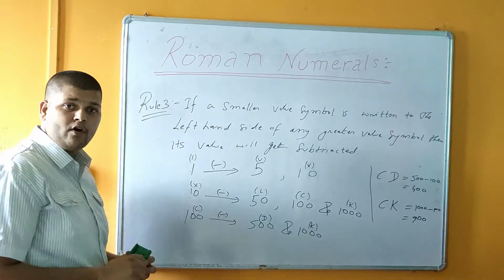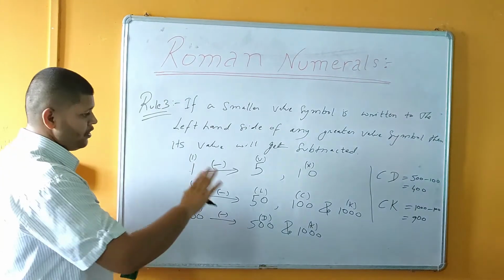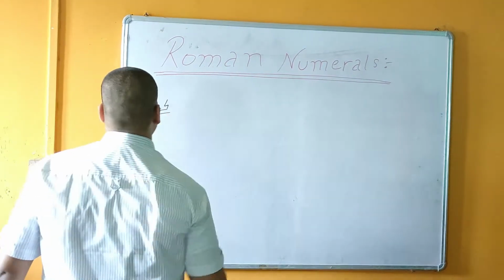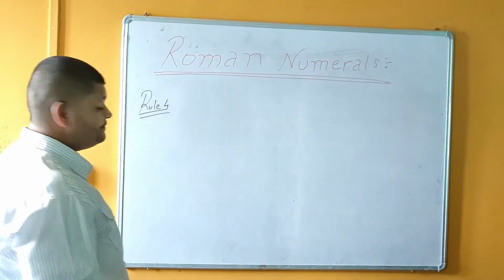Now I am going for rule number 4. I am erasing all this. Rule number 4. What does it say?